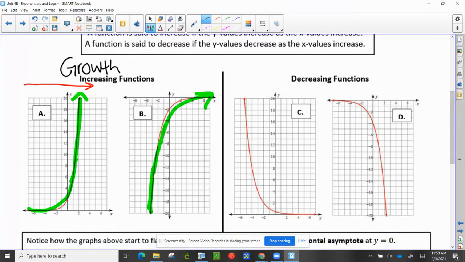A function is said to decrease if the y values are decreasing as the x values increase. So as the graph goes from left to right, a function is decreasing or in decay if those y values are decreasing, going down as we move through the function. Same thing here. We're starting high, but then it curves downwards. This would be an example of exponential decay. So that's what it means for a function to either be increasing or decreasing. We just look at how the function is moving as the x value is increasing. Is the graph going up from left to right, or is it moving downwards from left to right?